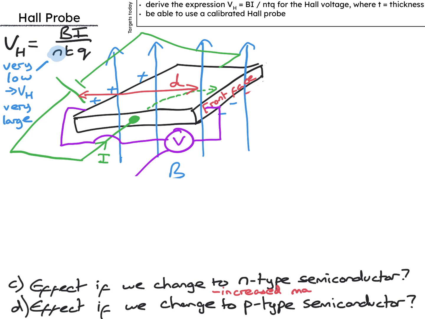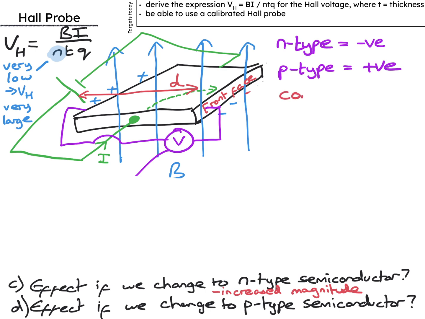But what about the P-type? It seems intuitive to think that a change to a positive charge carrier will reverse the direction of the Hall voltage, but it doesn't. N-type and P-type behave in the same way, and this is why. Firstly, remember that current is going the same way in both cases. Conventional current is going left to right.